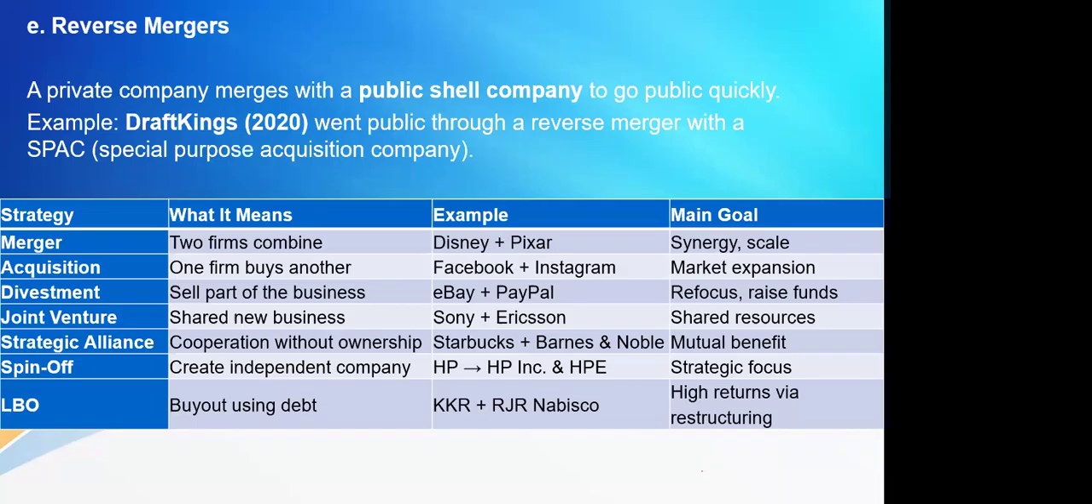The second one, acquisition. One firm buys another. The buying company remains, but we call it the acquirer and the acquiree. The acquiree is not there after the acquisition; it becomes one company. For example, here it is Facebook and Instagram. Now they couldn't move into the Instagram business, so what they actually did was buy that company. So they can increase their market expansion.